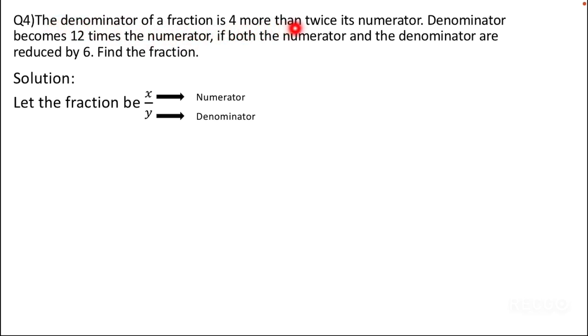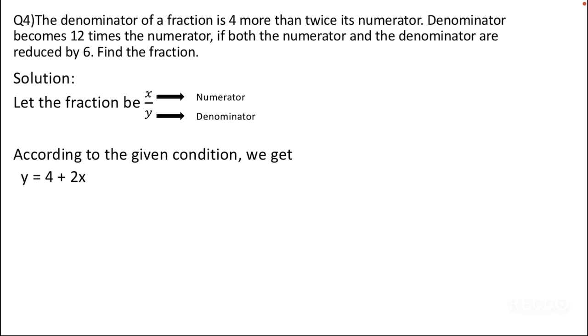It means that y is equals to 4 plus 2 times its numerator, that is 2x. So you can see, according to the given condition, we get y is equals to 4 plus 2x. That is, the denominator of a fraction is 4 more than twice its numerator. So I hope this is clear to you all.